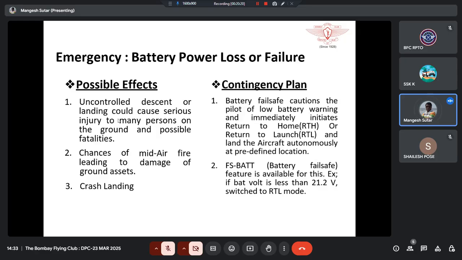So just to avoid a battery power loss or failure in that scenario, I can configure the battery FS bat to even 10% of the battery level also.